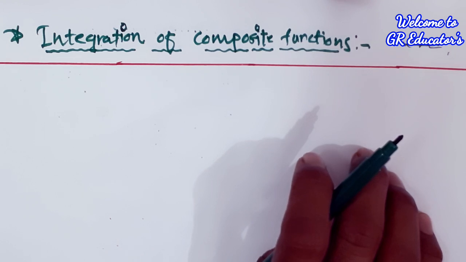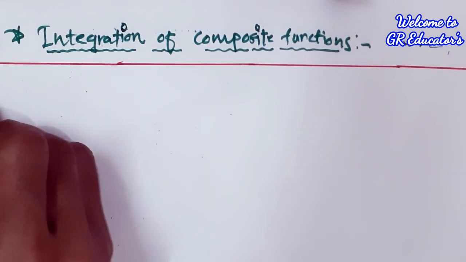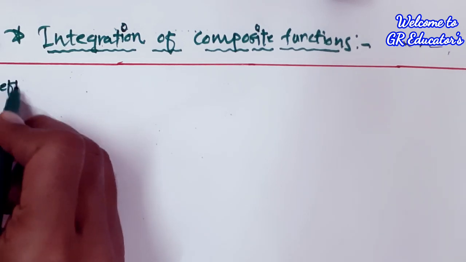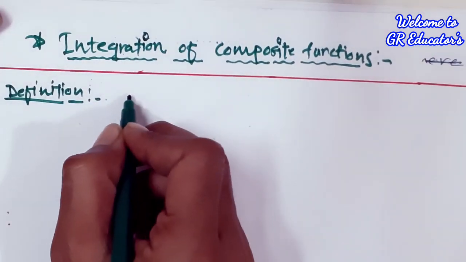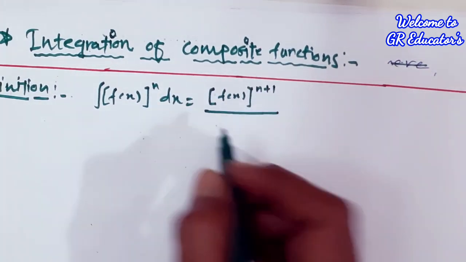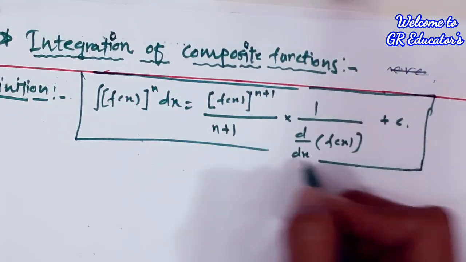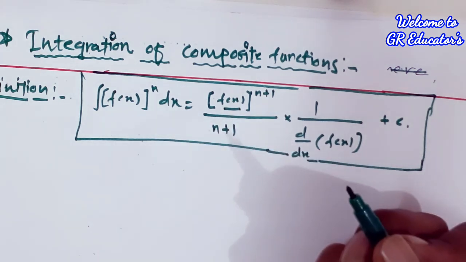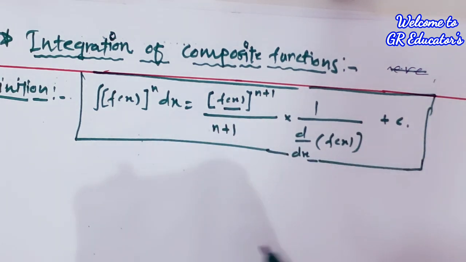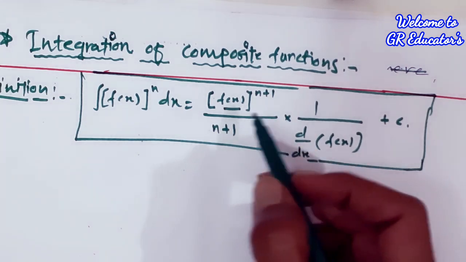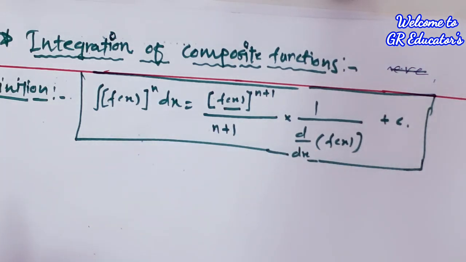In this session we see the integration of composite functions. Again, this is the most important topic in integration. So how to integrate the composite type of function? First we see the definition, or formula you can say. Whatever the kind of function, maybe sine function, cos function, any polynomial raised to a power form. One by one we see in this session, with examples also.